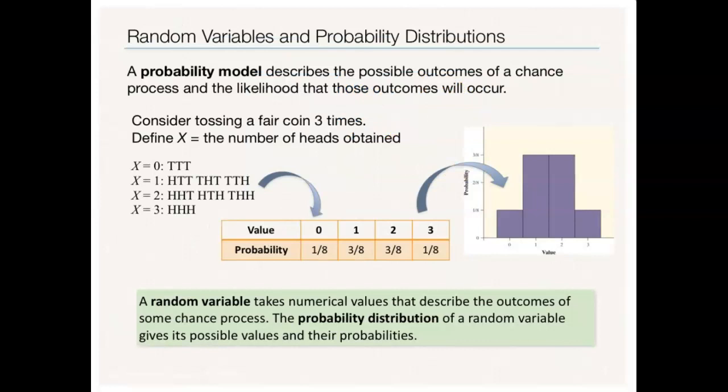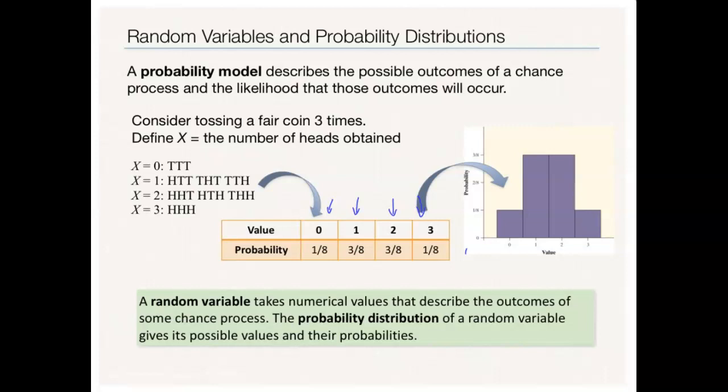So when we talk about a discrete random variable, we're talking about a variable that takes on specific values that have gaps in between them. We already defined what a probability model was in the last unit. It's a model that describes the possible outcomes of a chance process and also gives the probabilities that those outcomes will occur. The thing I want you to write down is what's in green. A random variable takes numerical values that describe the outcomes of some chance process. And then the probability distribution of that random variable gives its possible values and their probabilities.